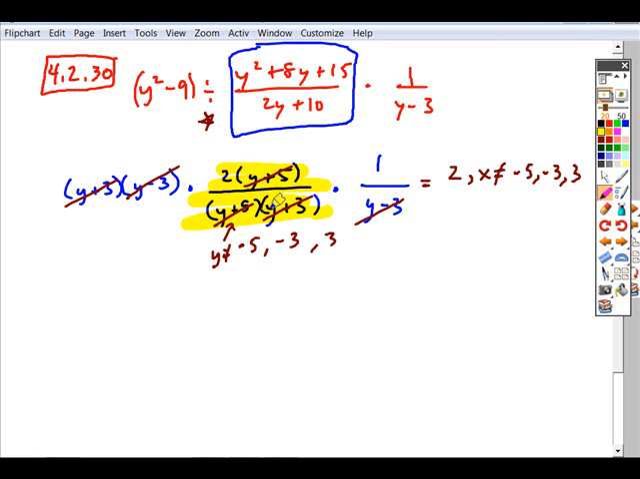And so when we look at this factored form here, every factor got canceled out, so we don't need to worry about it. And if this factor of y plus 5 had not been canceled out, we still would have had to include this domain restriction of y cannot equal negative 5. And so again, be aware of that when you're working through these.